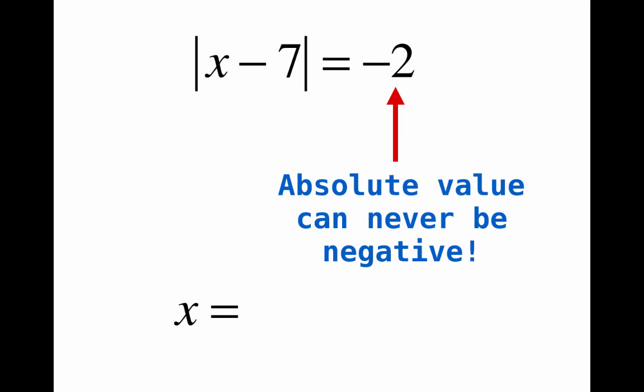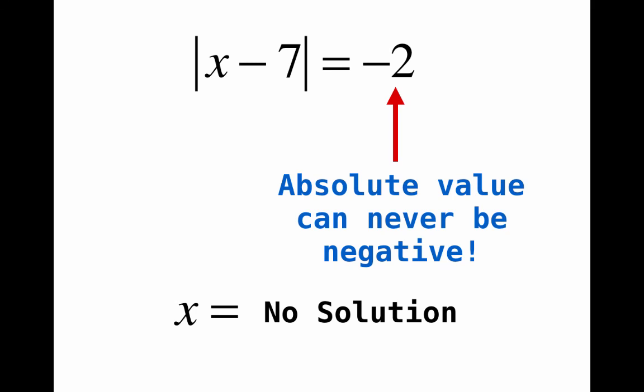It always turns into a positive. It's the distance from 0. So the answer to this question is not going to be a solution. In fact, x is going to equal no solution. There is no possible answer for x because it's impossible to have an absolute value equal to negative 2.